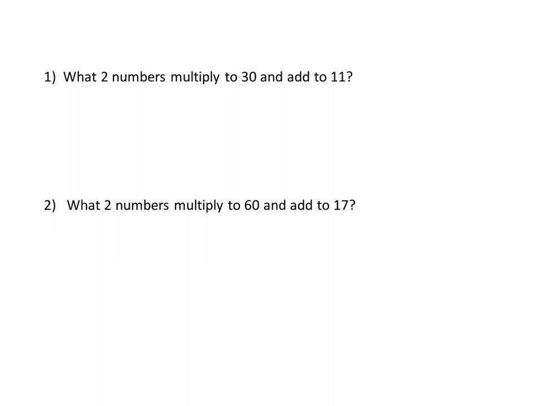So the first question says, what two numbers multiply to 30 and add to 11? So this one's pretty straightforward. Let's first start talking about numbers that will multiply to give us 30. If we look at our factor sheet, we would have 1 and 30, 2 and 15, 3 and 10, and 5 and 6.